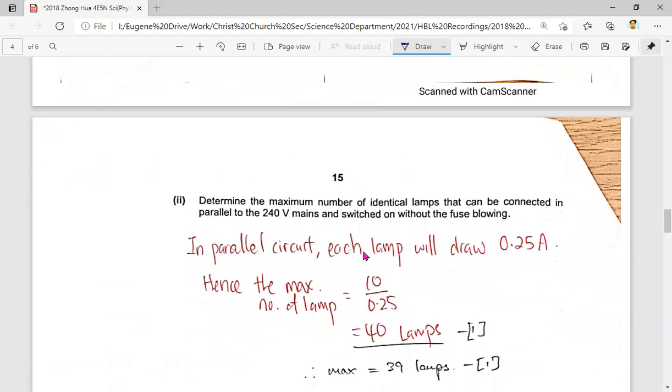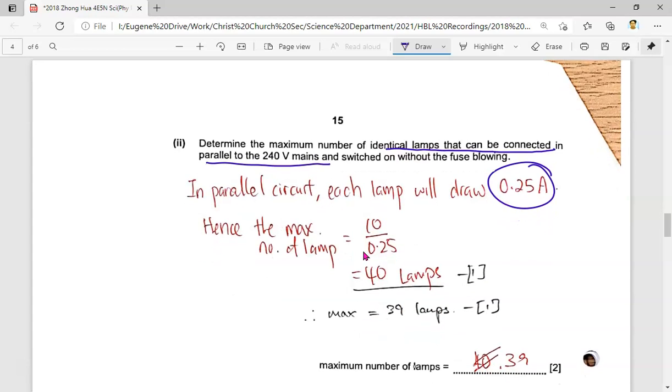Next, determine the maximum number of identical lamps that can be connected in parallel. If it is parallel, do take note, each lamp will draw 0.25 ampere. Hence the maximum number of lamps is 10 ampere divided by 0.25 ampere. What you get is 40 lamps. But at 40 lamps, you actually draw 10 ampere.